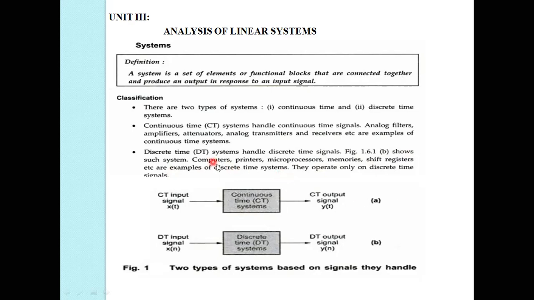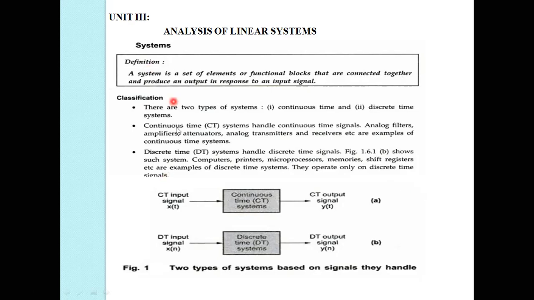So whatever you know, computers and printers are all discrete only. And microprocessors, memories, shift registers, etc. are examples of the discrete time system. They operate only on discrete time signals. Even if you give continuous time signals, they are internally converted from analog to discrete. Then it performs the operation to get its response.